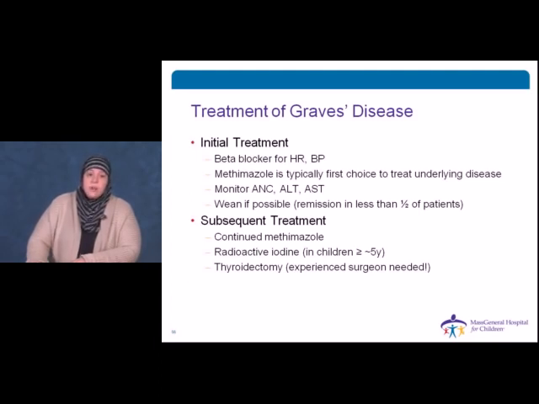If patients require long-term treatment for Graves' disease, in other words, if they don't remit, you can continue treatment with methimazole, but many times patients opt for a more definitive treatment. So you can either use radioactive iodine, which is 131 iodine that's given orally and then taken up by the thyroid gland and destroys the thyroid gland over the course of several weeks due to the radioactivity.